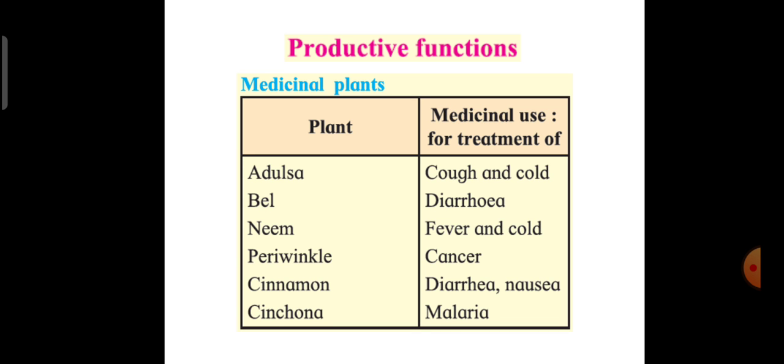Cinnamon, we call it as kalmi or dalchini. It is used in diarrhea and nausea. Cinchona in malaria. So similarly, you can get many medicinal plants also. You must have seen if you visit some exhibitions: Ashwagandha, Shatavari, Amla, Hirda, Beda, Tulsi. So you can take help from your parents and grandparents and find out more about these medicinal plants.